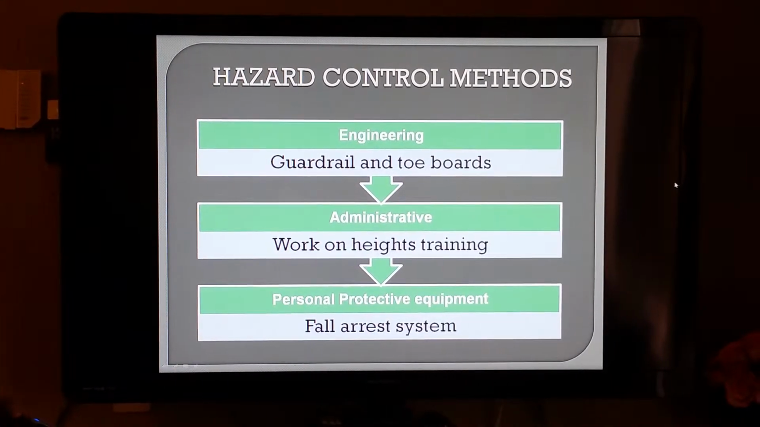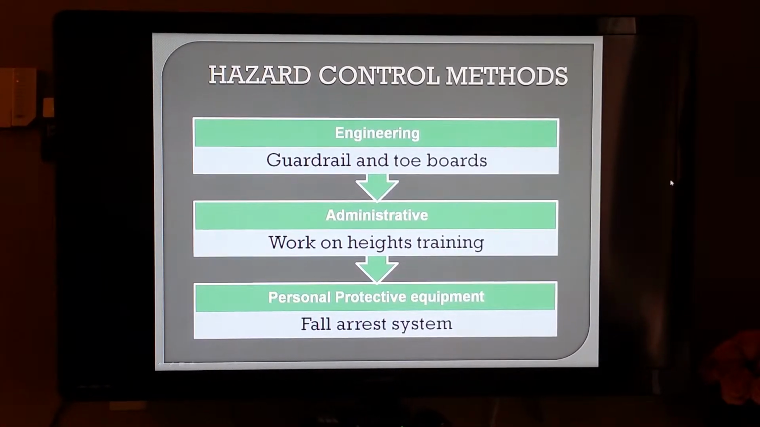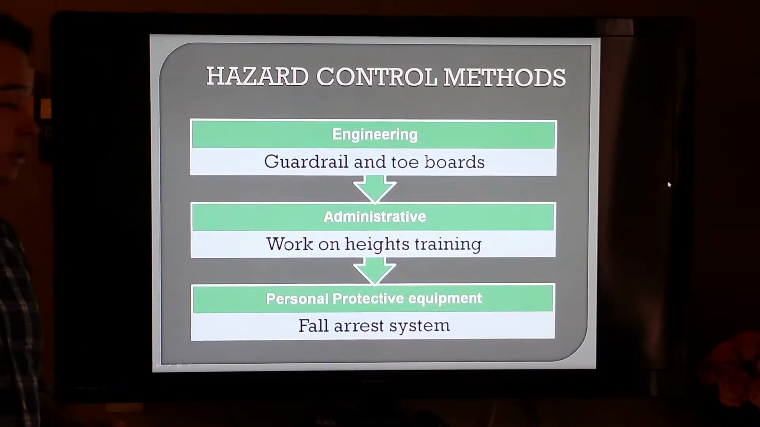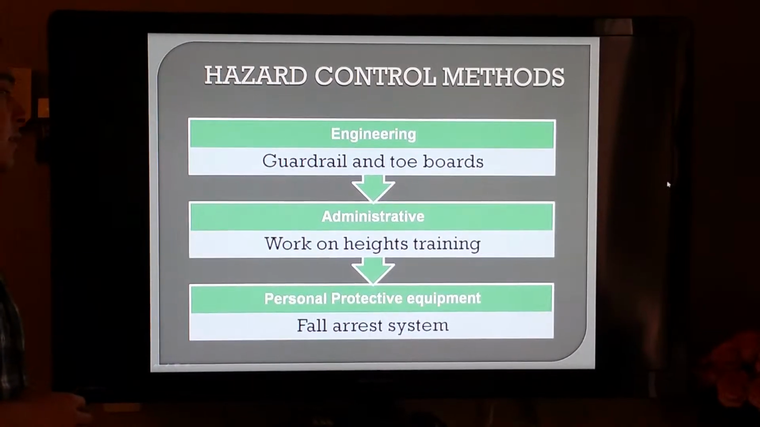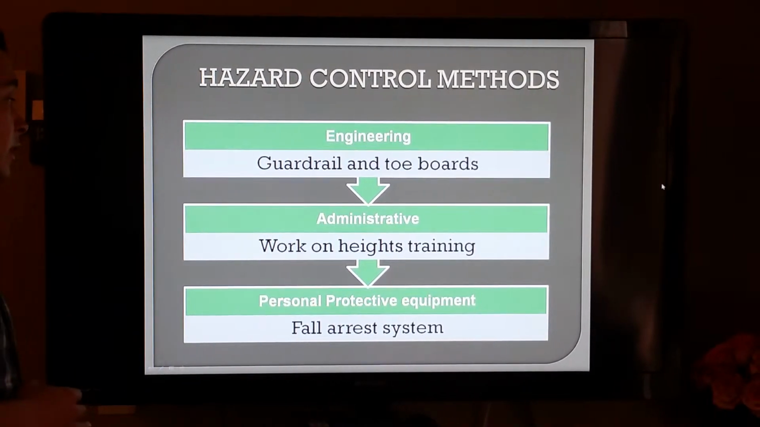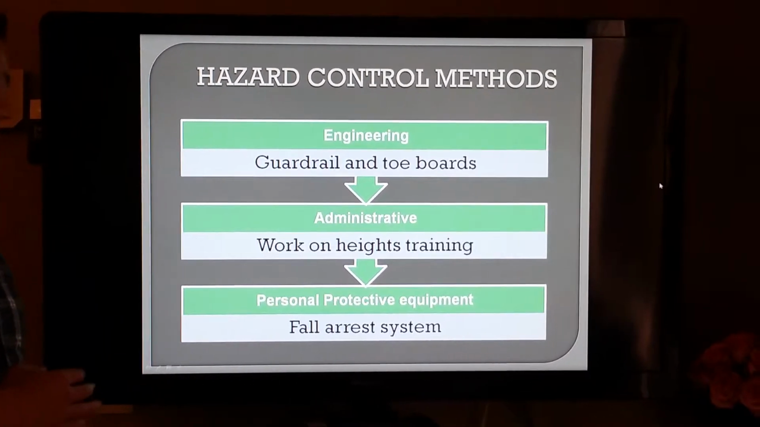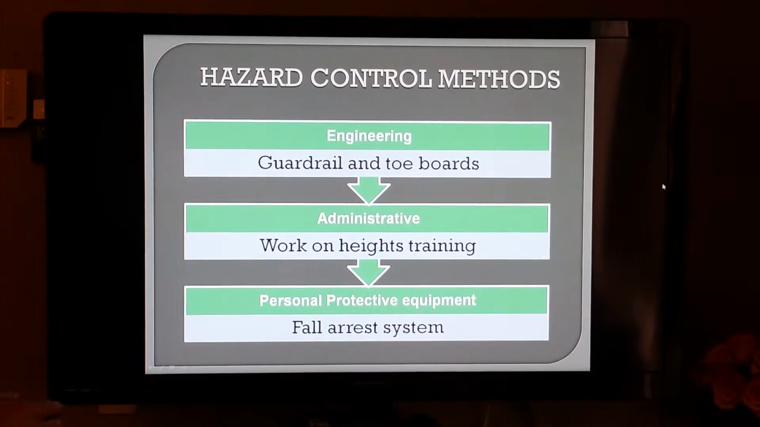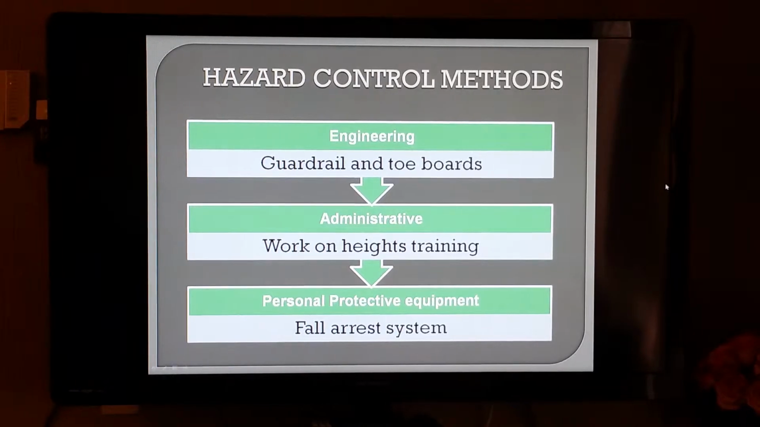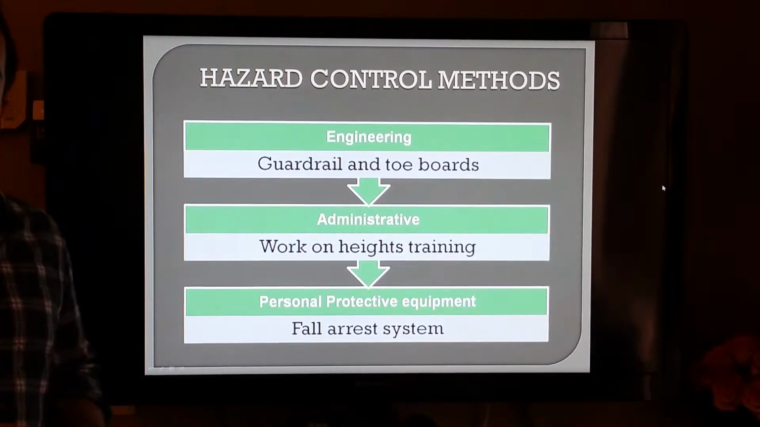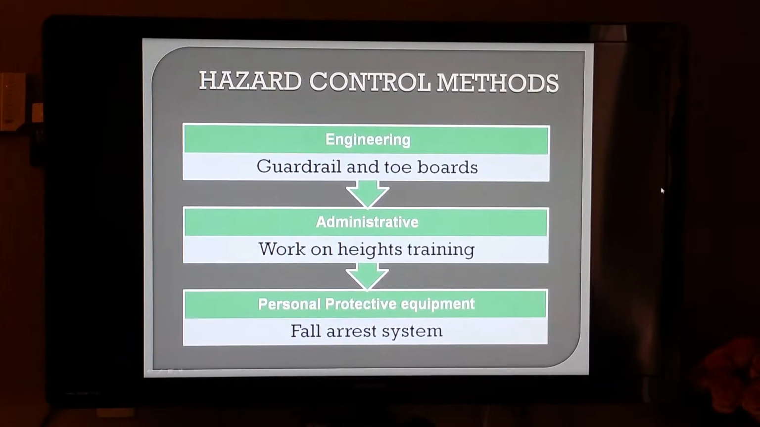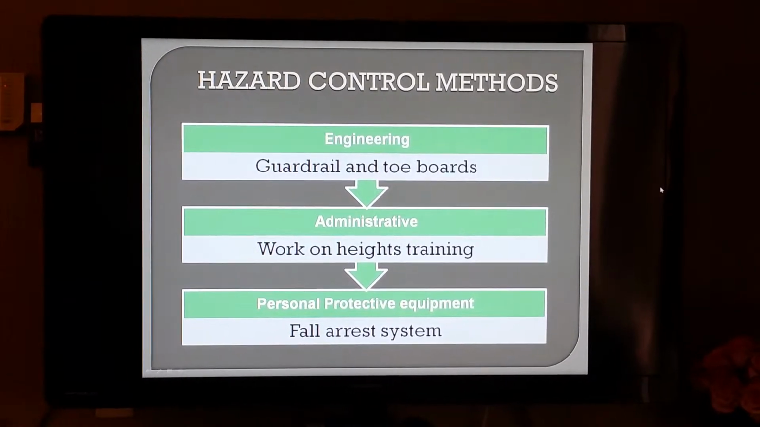First, when we're working at heights, we need to install guard rails and toe boards. That would be our engineering measure to prevent an accident. The administrative measure would be to train those people who are going to be working at heights. And the last line of defense will be wearing a fall arrest system or a harness. If they fall, they're still going to get injured, but the injury is going to be much less.